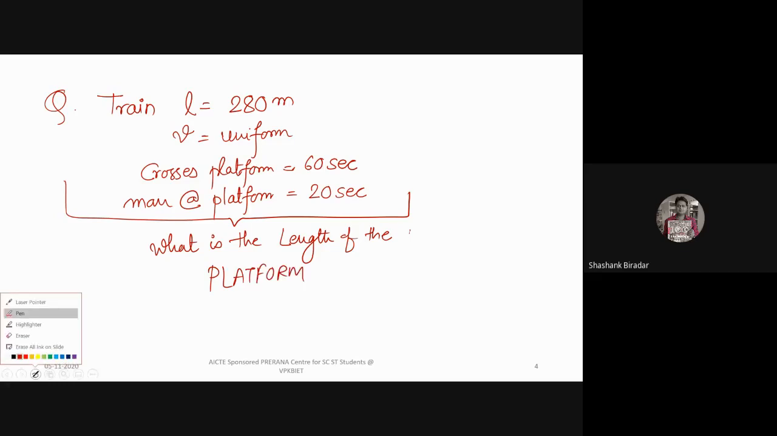So what has been given? The length of the train is 280 meters. It is traveling with uniform velocity. It crosses the platform in 60 seconds. There is a man standing on the platform. The train crosses that person standing on the platform in 20 seconds. By this data, you have to calculate the length of the platform. So you just think on this. We will move to the answer.